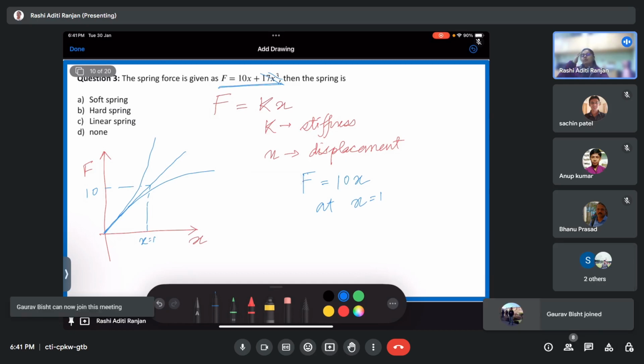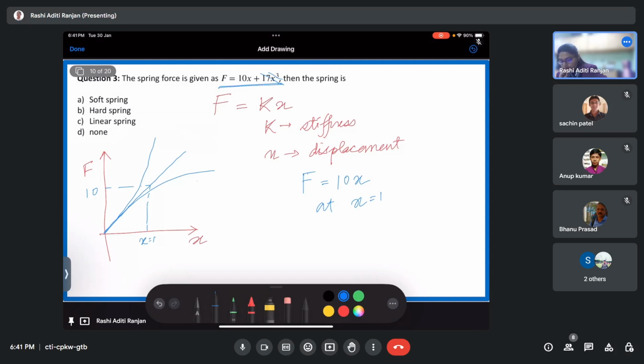Okay, so these are the two cases. The first one, which diverges towards the lower end, we call the soft spring, and this particular behavior is known as the hard spring.